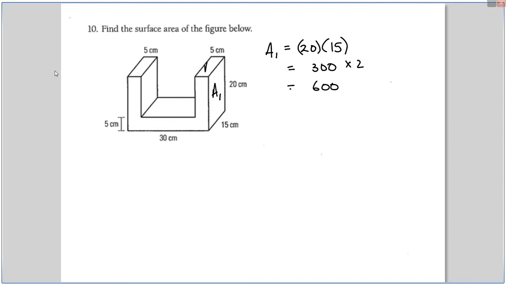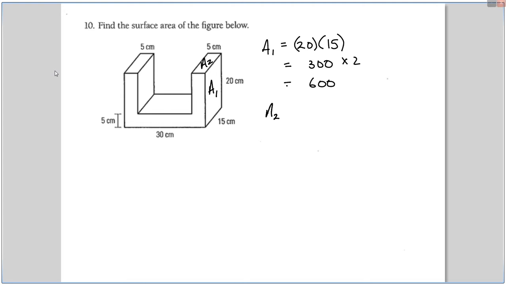Now I feel like doing these ones on top because it's easy. What's the dimensions of that little rectangle on top? 5 and 15. Times those together. 5 and 15 makes 75. Is there 2 of them? So times by 2. 150.